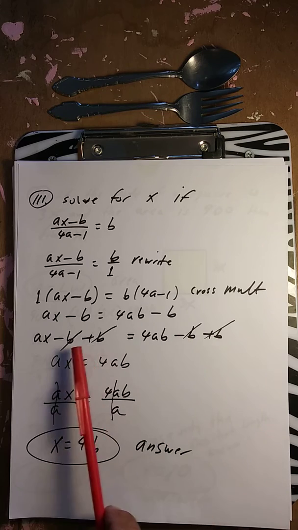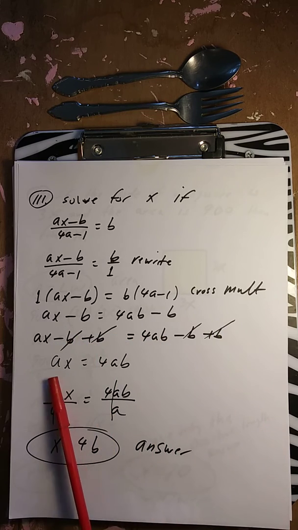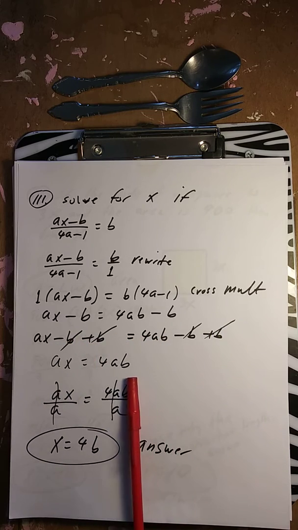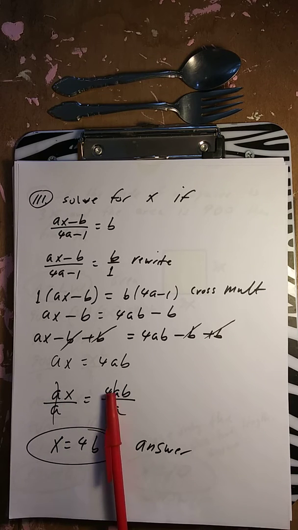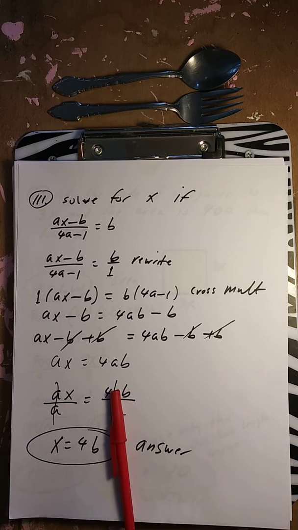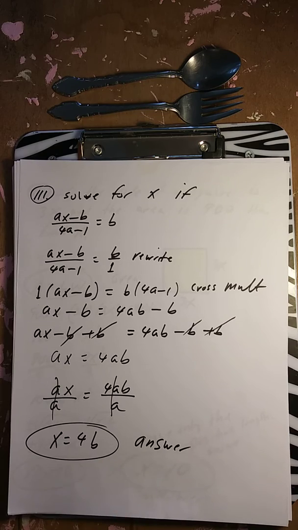Now add b to both sides. These are all gone. So we have ax equals 4ab. Now divide both sides by a. These are gone, so you have x, these are gone, so you have 4b. So x equals what? 4b.